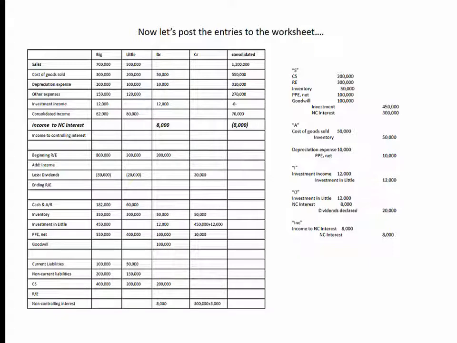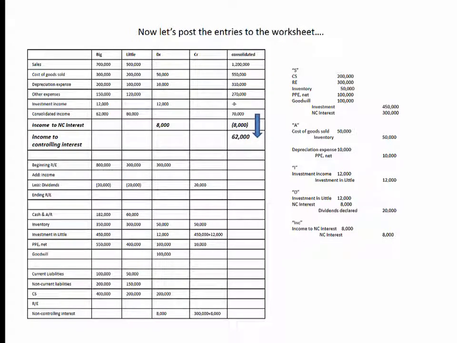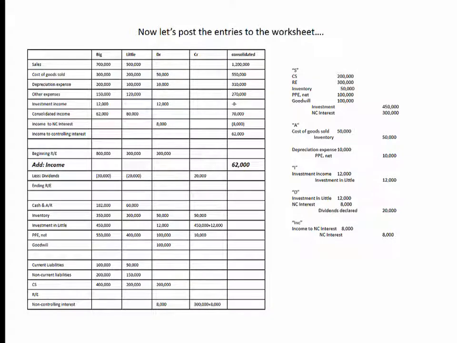Next, income to the non-controlling shareholders. Again, we're tacking on $8,000 as a debit on our income statement. And then finally, the income to the controlling shareholders. Again, we work our way down the consolidated column. We have $70,000 of total combined earnings for Big and Little. $8,000 of that is being allocated or assigned to the non-controlling shareholders, leaving $62,000 to the controlling shareholders. Once we get that number, we transfer it down to the statement of retained earnings.